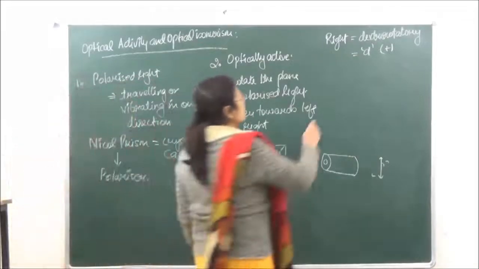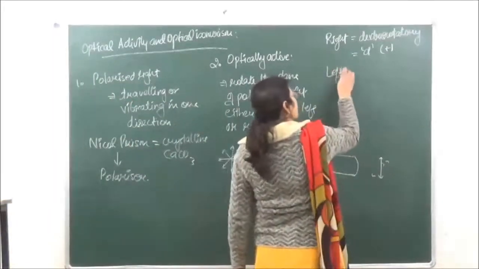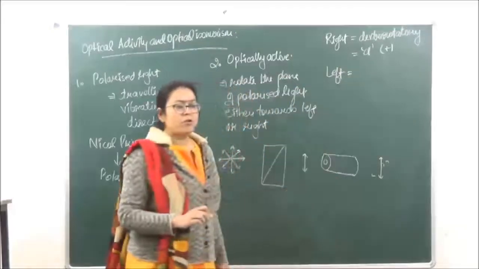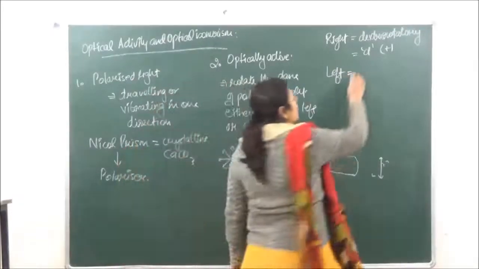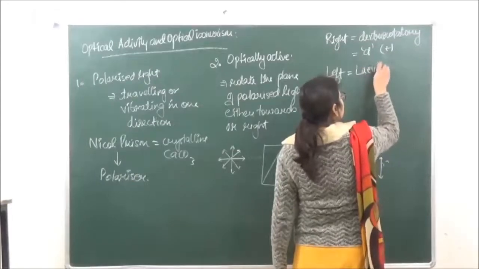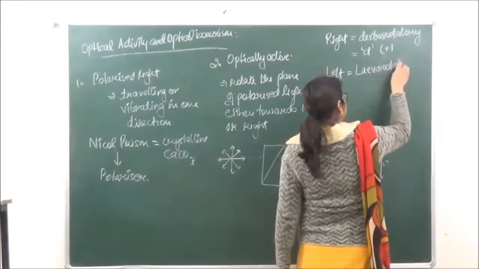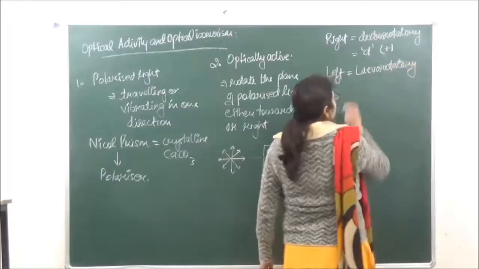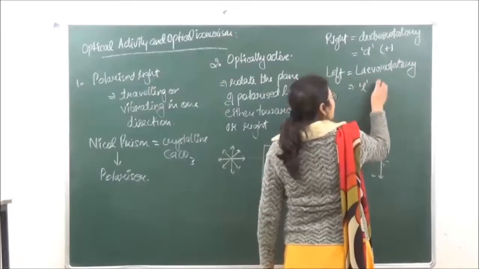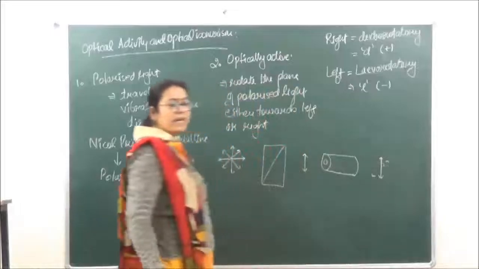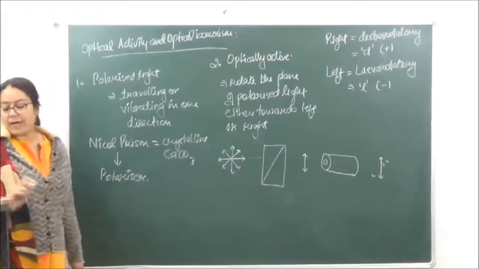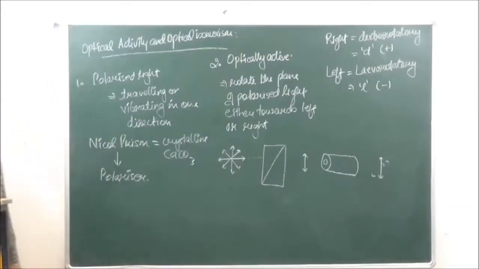Then we have certain substances which rotate the plane of polarized light towards left. They are known as levorotatory. They are designated by L or by a negative sign because they are rotating the plane of polarized light in anti-clockwise direction. So we know what dextrorotatory is, we know what levorotatory is, we know what optically active substances are.